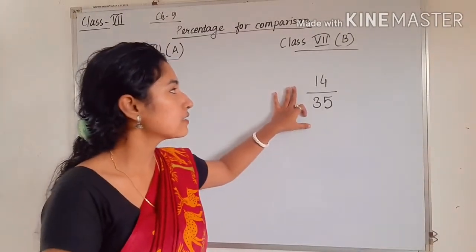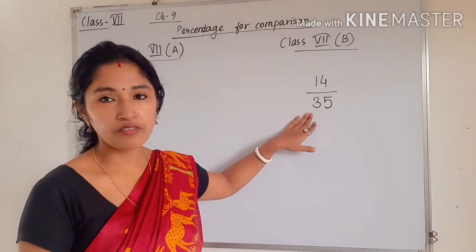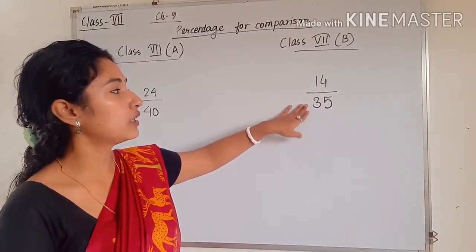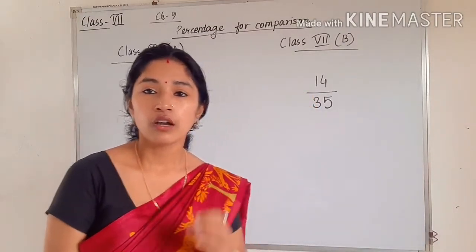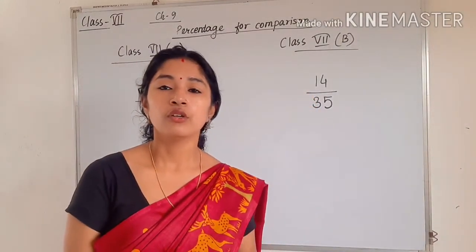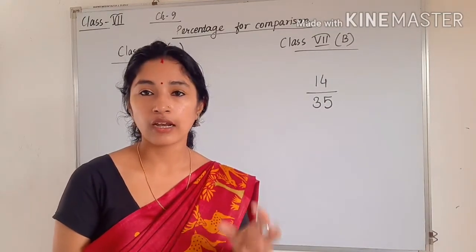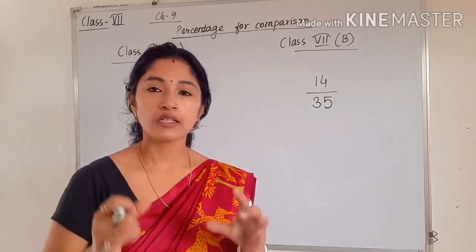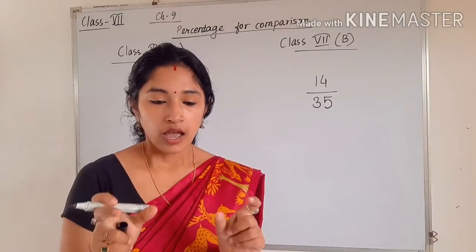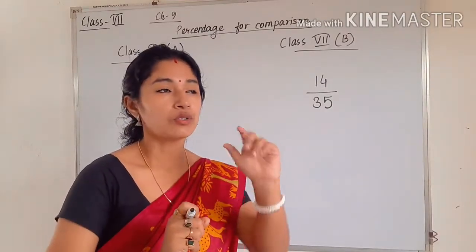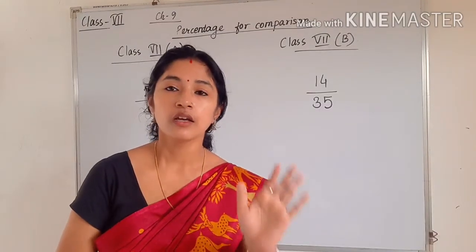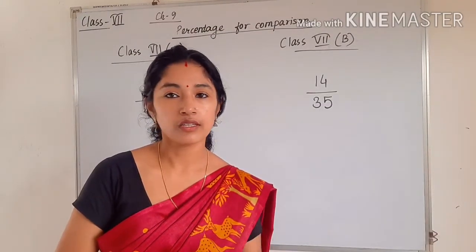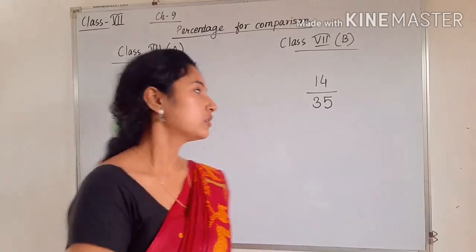And here in class 7B, there are total 35 students and out of 35 students, the number of girls is 14. So I want to convert this fraction into percentage. Okay, and after getting the percentage, I can easily compare and I can say that, oh, this class has highest percentage of girls. Okay, that means highest number of girls present in this class. Okay, so see how to do it.